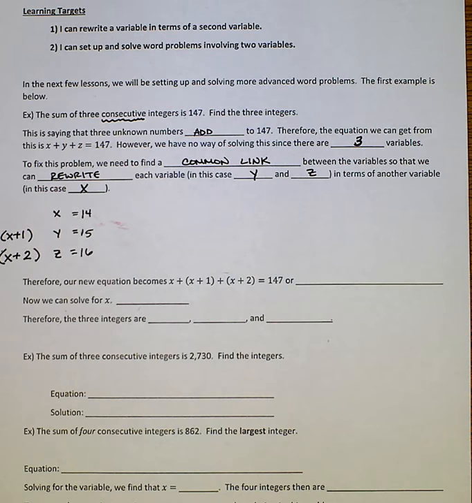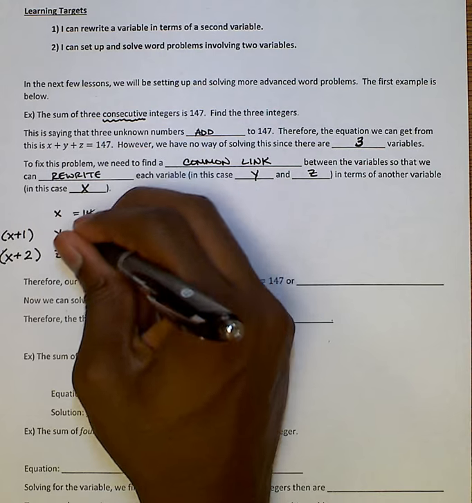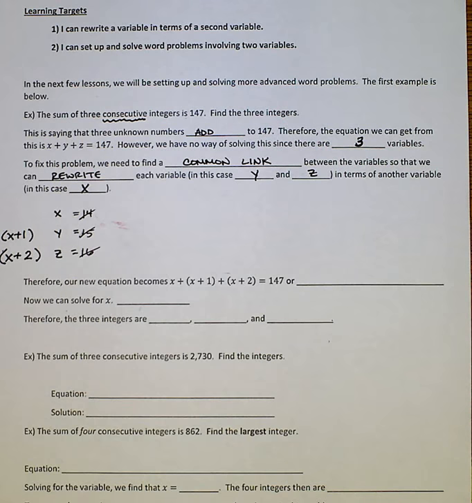Now I used the numbers 14, 15, and 16 here just to show you why it works out that way. But for all consecutive integer problems, that's how we can set it up. We know that one number we don't know, but the next number is one more than that, and the next number is two more than the first number.